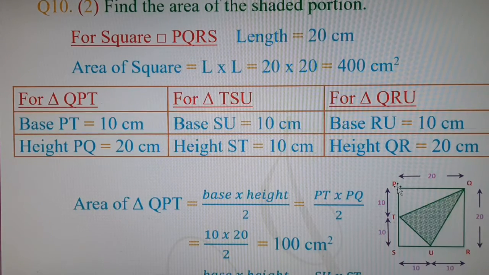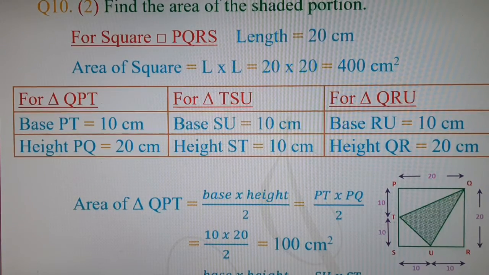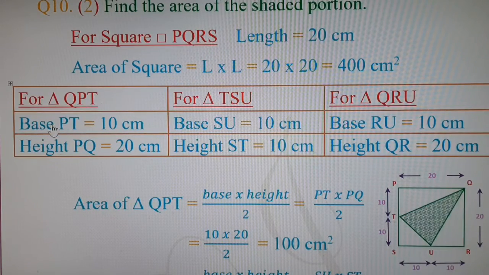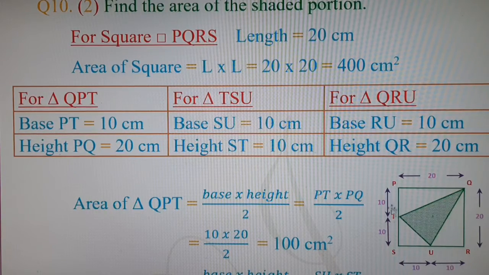The first triangle is triangle QPT. So the details for triangle QPT I have written here. First we need the base and the height in order to find the area of a triangle, and then if we divide by 2, very easily we can find the area of the triangle. So the base we will take as PT, which is 10 centimeter, and the height we will take as PQ, which is 20 centimeter.